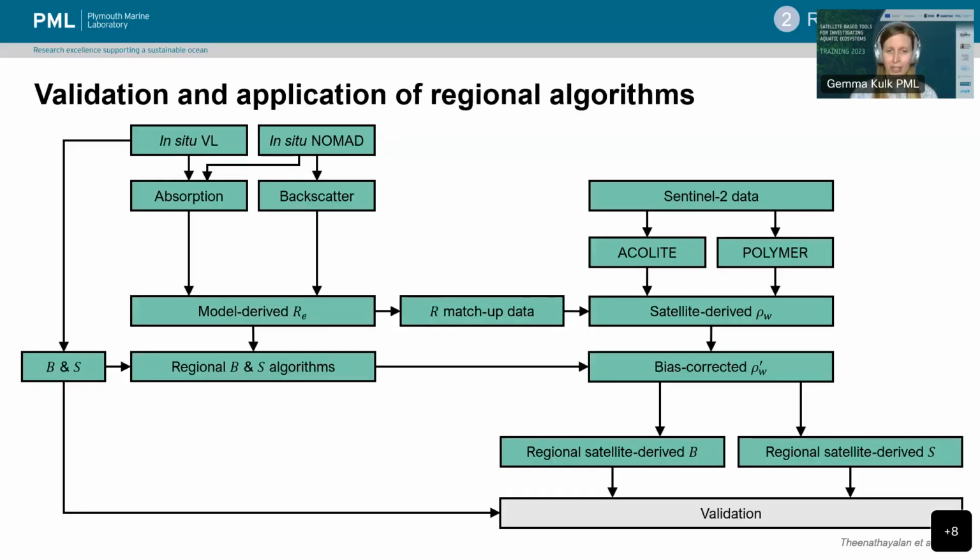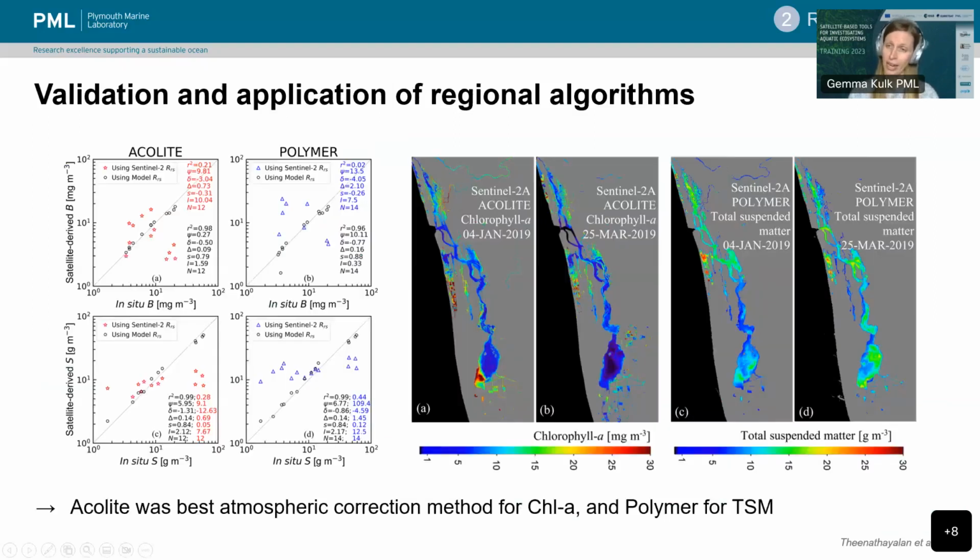So as a final step, the best performing regional satellite retrieval algorithms for chlorophyll A and for total suspended matter were validated using the in situ data set from Lake Vembanad. And so the in situ concentrations of chlorophyll A and total suspended matter were compared with the satellite-derived concentrations from Sentinel-2, again in red for ACOLITE and in blue for POLYMER processed data. And we also compared this for the modeled reflectances in gray.